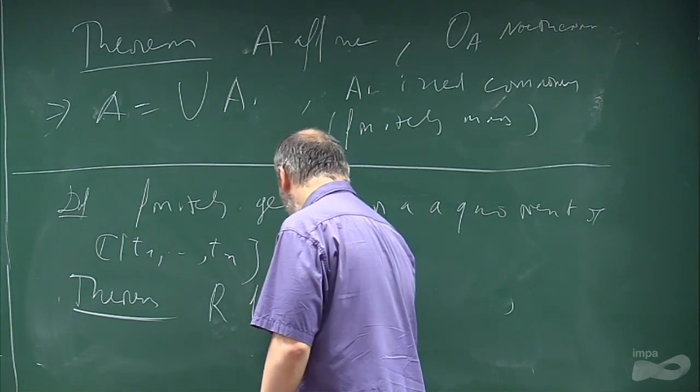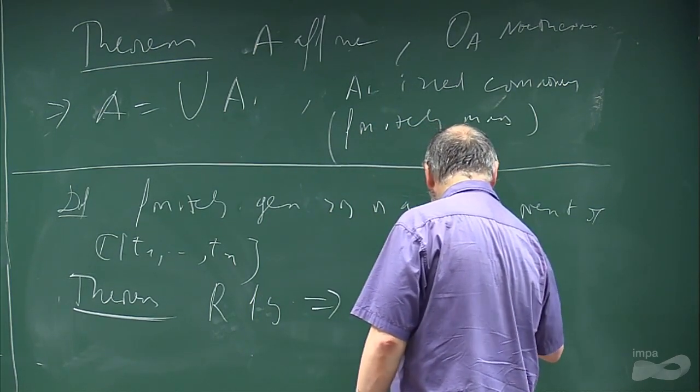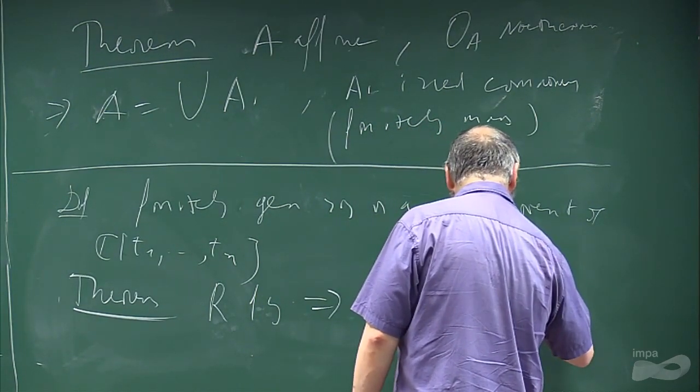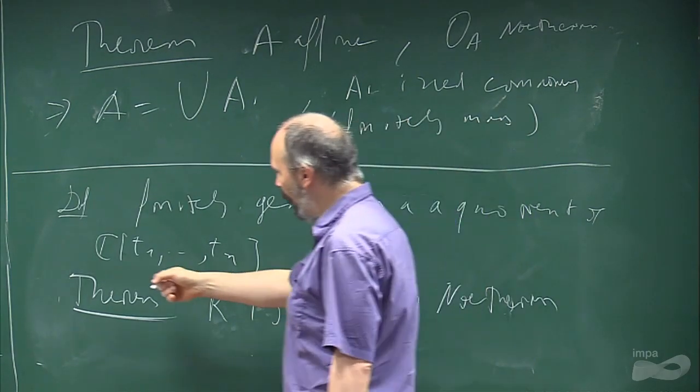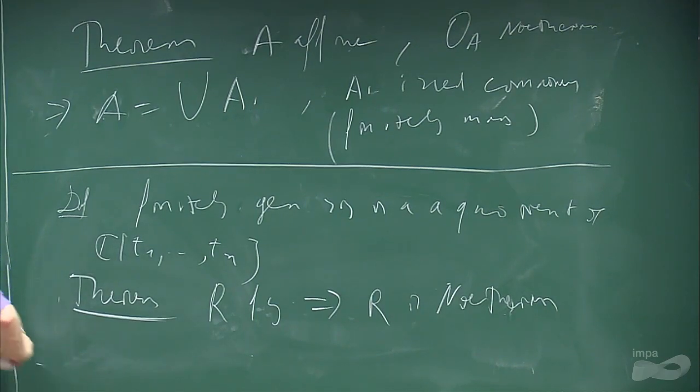And the theorem, Hilbert basis theorem: if R is finitely generated, then R is Noetherian. Again, you don't need it over C. You can do it over Z, or any other Noetherian ring, in fact.